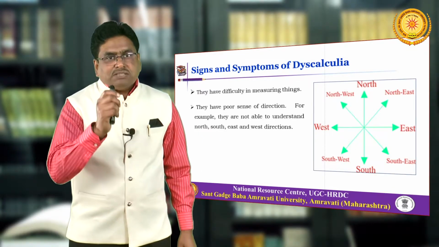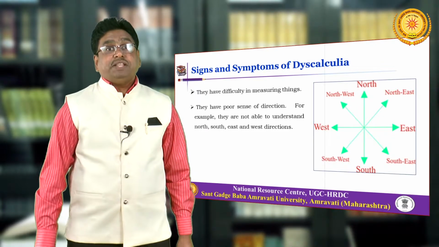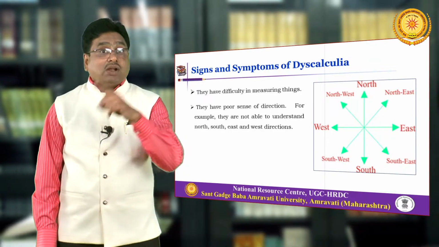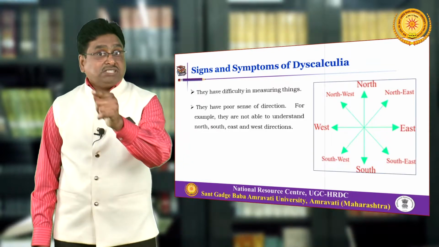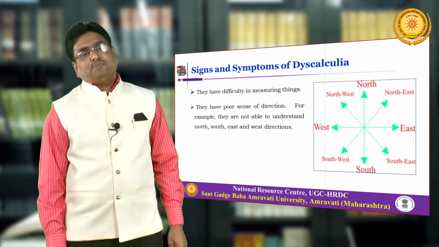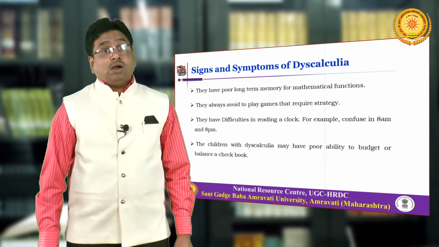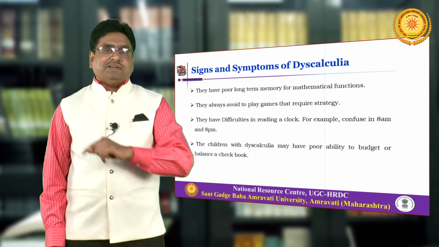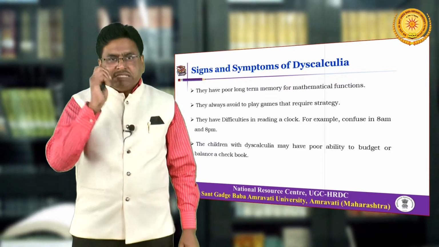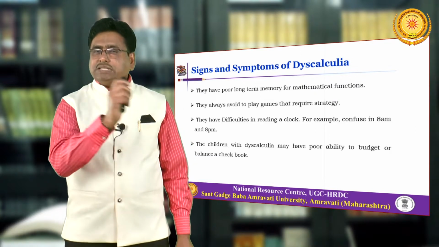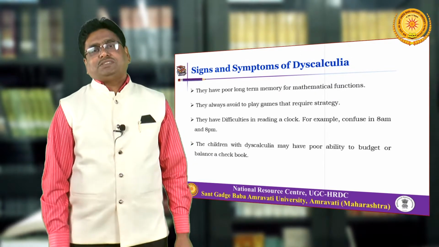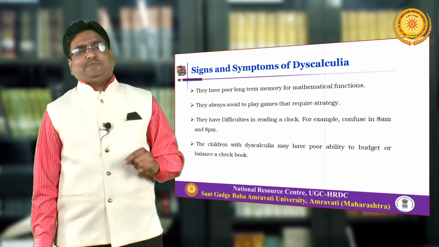Students with learning disabilities have a poor sense of direction. For example, they are not able to understand north, south, east and west directions. They have poor long term memory for mathematical functions. Students with dyscalculia always avoid playing games that require strategy.